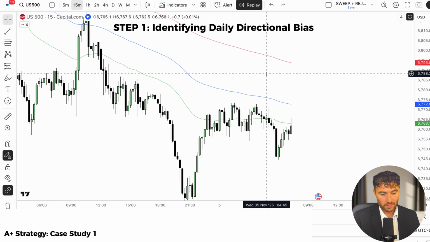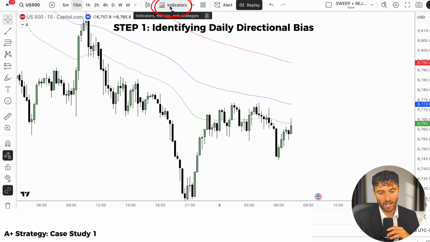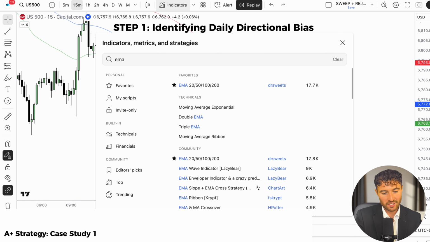Okay, so in order to add the EMAs to your chart, head over to the indicators tab at the top of your screen. And then I want you to type in EMA 20, 50, 100, and 200.